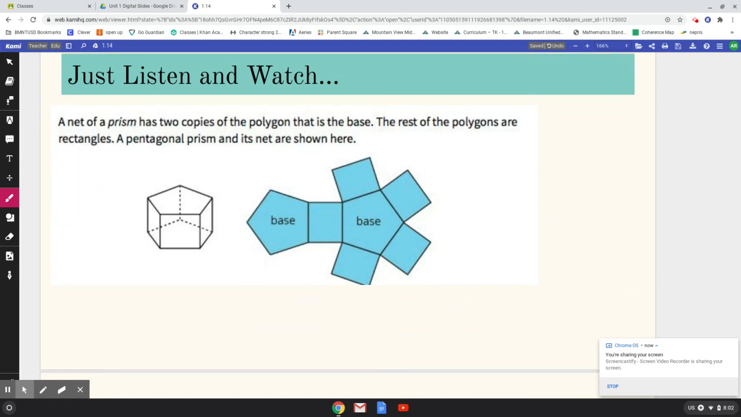Okay, and then now you have a prism. So remember that that's different than the pyramid. So it has two copies of the polygon that is its base. So that's going to be that there and that right there. So the rest of the polygons are rectangles. A pentagonal prism and its net are shown here. So remember that this is it in 3D and the blue is its net, right? So it is if it were to be flat.